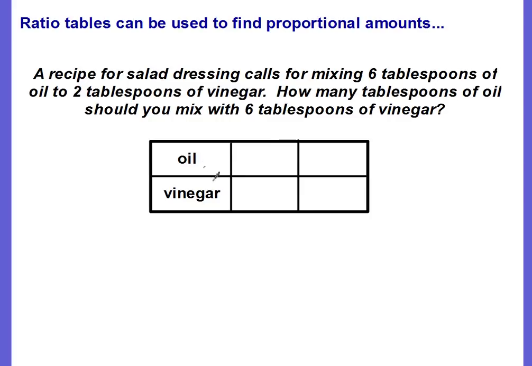So we're comparing oil to vinegar, and we're told that the recipe is 6 tablespoons of oil to 2 tablespoons of vinegar. And what we're changing is the fact that we have 6 tablespoons of vinegar. And we want to know how much oil we need. So we've learned that we can easily find this by using a scale factor. The 2 times 3 will give us the 6 vinegar. Use the same scale factor on the oil, 6 times 3, and we get 18 tablespoons of oil.